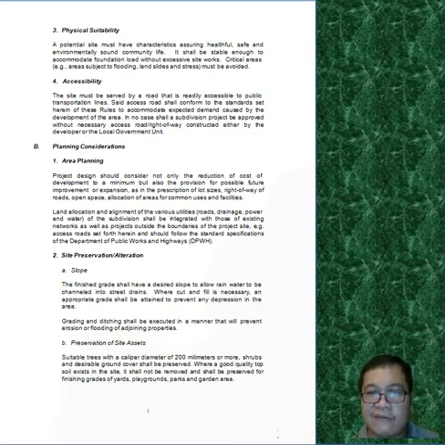Example, access roads set forth herein should follow the standards and specifications of the Department of Public Works and Highways. Then you also have the site preservation, alteration, and the slope. The finished grade shall have a desired slope to allow rainwater to be channeled into street drains. Where cut and fill is necessary, an appropriate grade shall be attained to prevent any depression in the area. So grading and ditching shall be executed in a manner that will prevent erosion or flooding of adjoining properties.